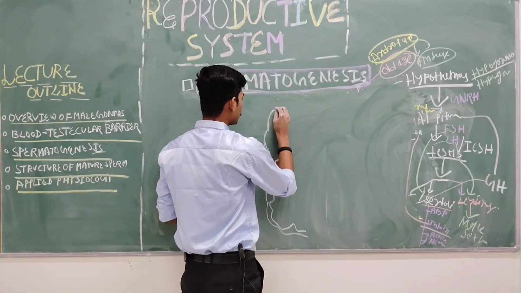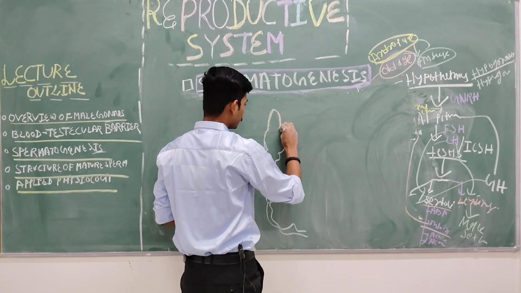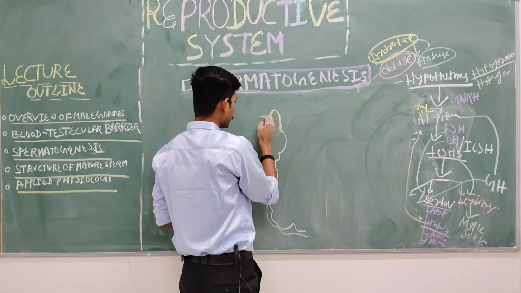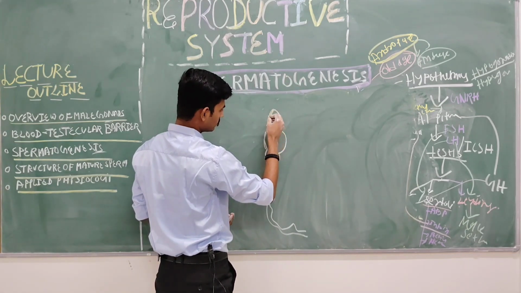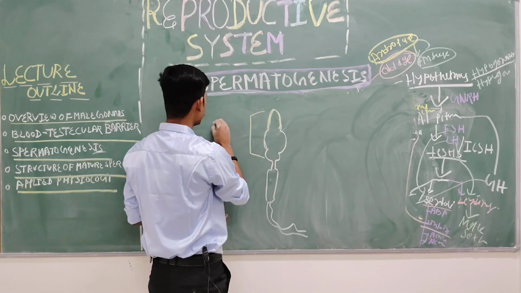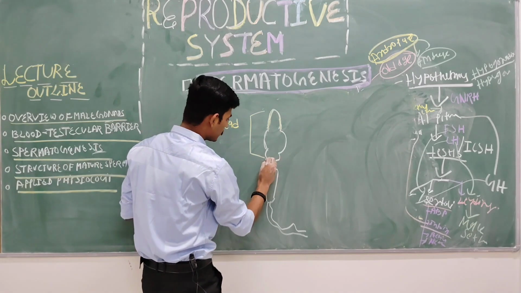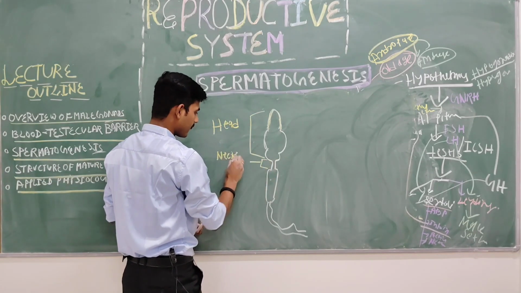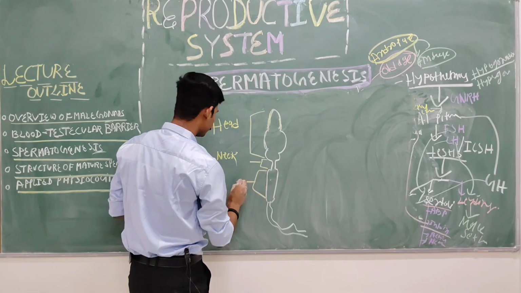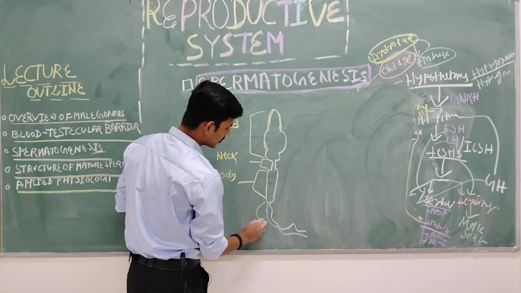See, this head is referred to as the acrosomal cap. Now just write the parts' names. This is the head part, or you can say the head piece. This is the neck piece. This is the body. And this is the tail.